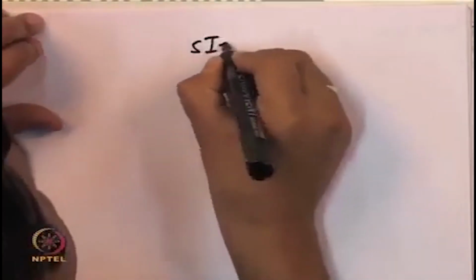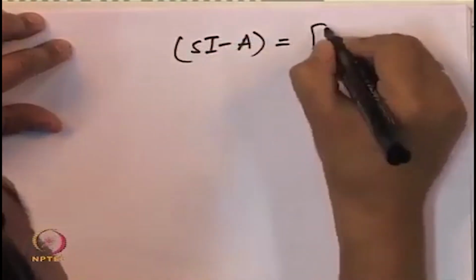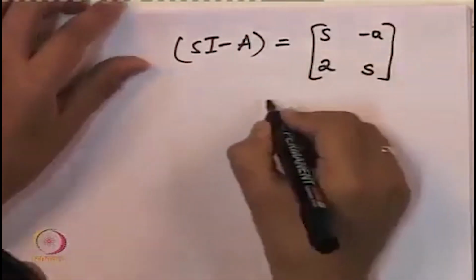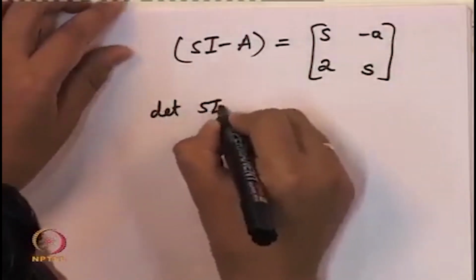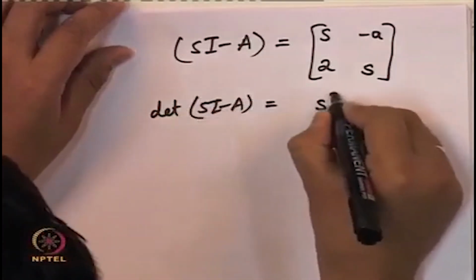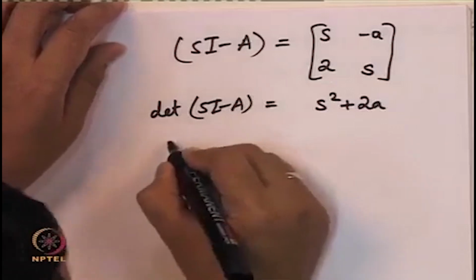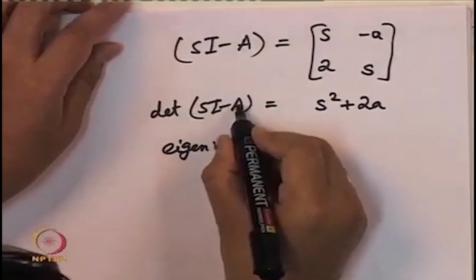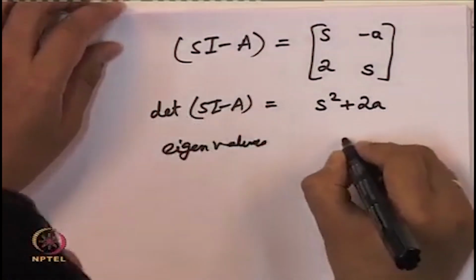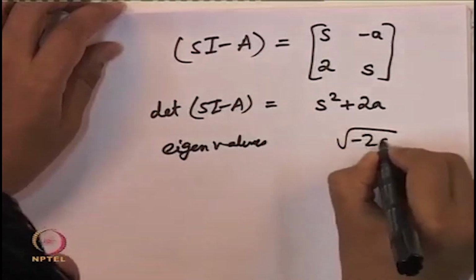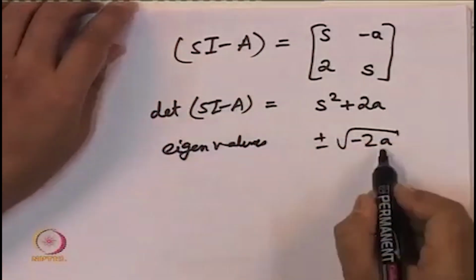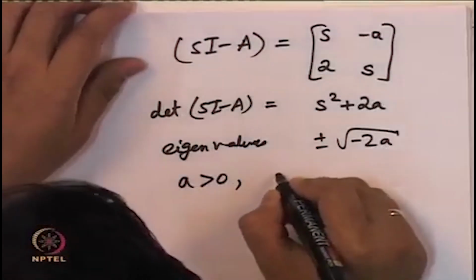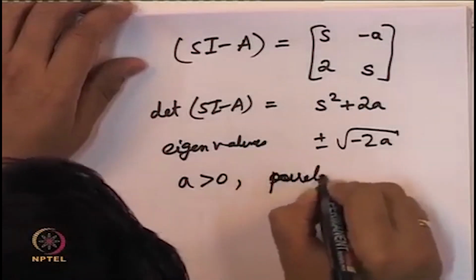So what is sI minus A? The determinant of sI minus A is equal to s squared plus 2a. So the eigenvalues of the A matrix are nothing but the roots of the determinant. The roots are plus or minus the square root of minus 2a. So if a is positive, a greater than 0, then the eigenvalues are complex, purely imaginary in fact.